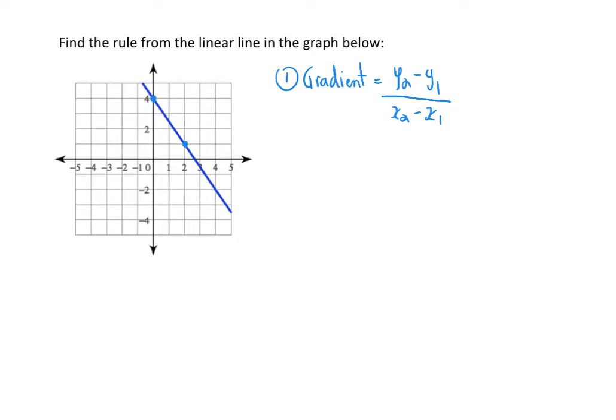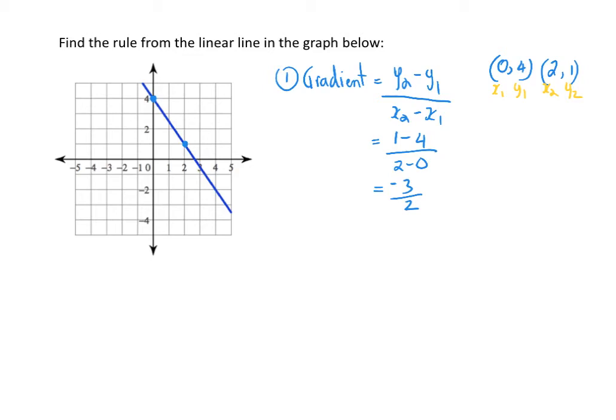So the two sets of points are going to be (0, 4) and (2, 1). I want to go ahead and label those two points x1, y1, x2, y2, and then go back and substitute those values into the gradient formula. So y2 minus y1 is going to be 1 minus 4 over x2 minus x1, which is 2 minus 0. So that is going to equal negative 3 over 2. So the gradient of my line is negative 3 over 2.